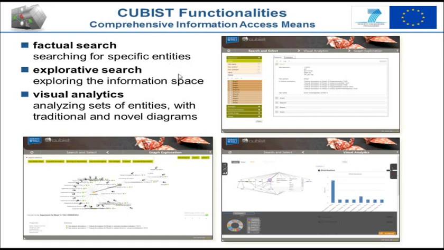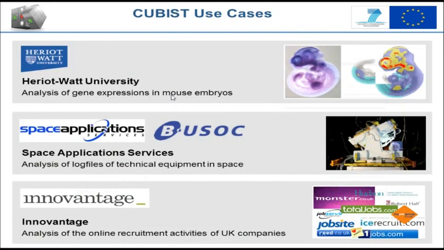Also, it is possible to explore the information space. If the user has an imprecise information need, she can navigate through the information space. Finally, it is possible to apply visual analytics. The user can define sets of entities and related attributes, and then interactive diagrams depict those sets.